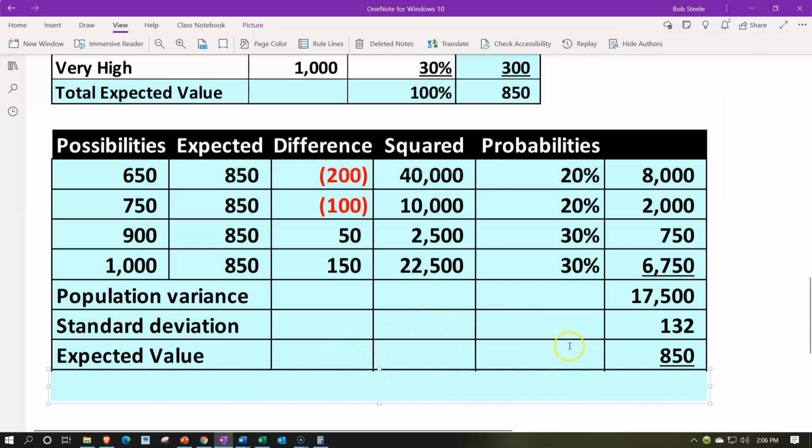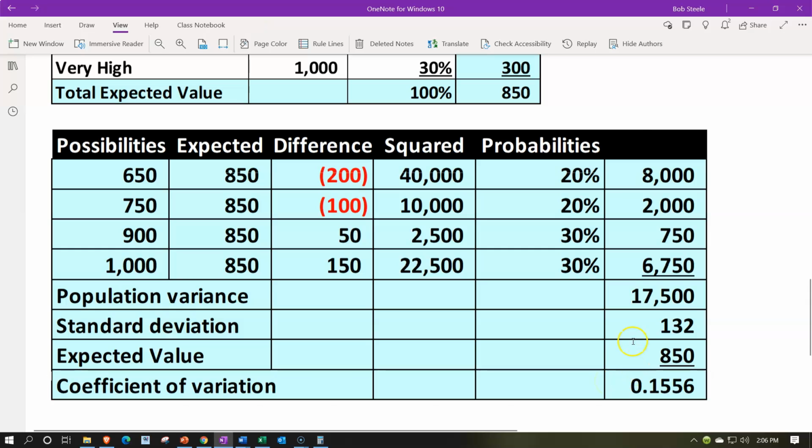And so that's going to give us the same kind of concept we talked about before of the variance around the average or the mean. And then we got the expected value of the 850, basically the average or the mean. The 132 divided by the 850, with 132 being rounded, is going to give us that coefficient of variation.